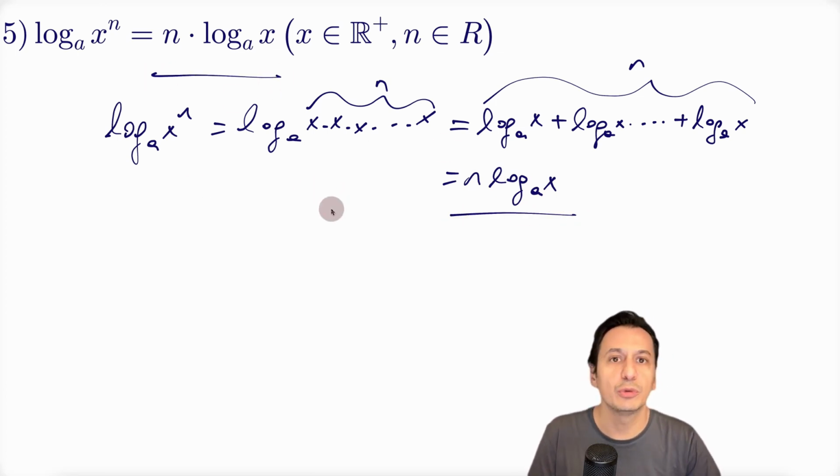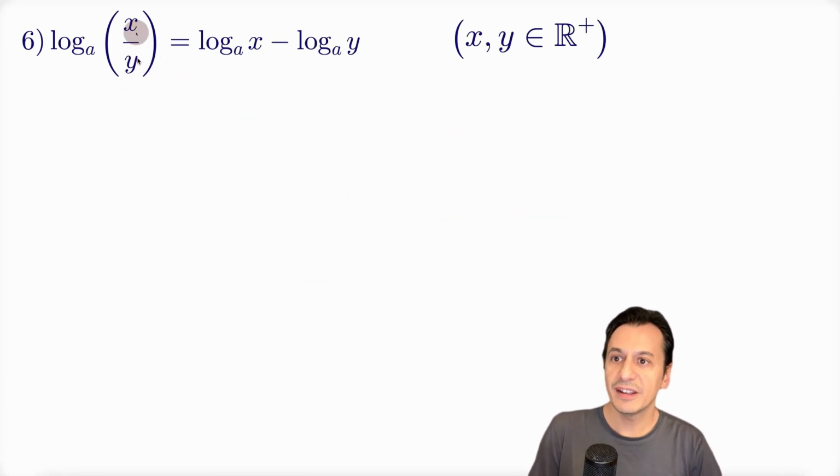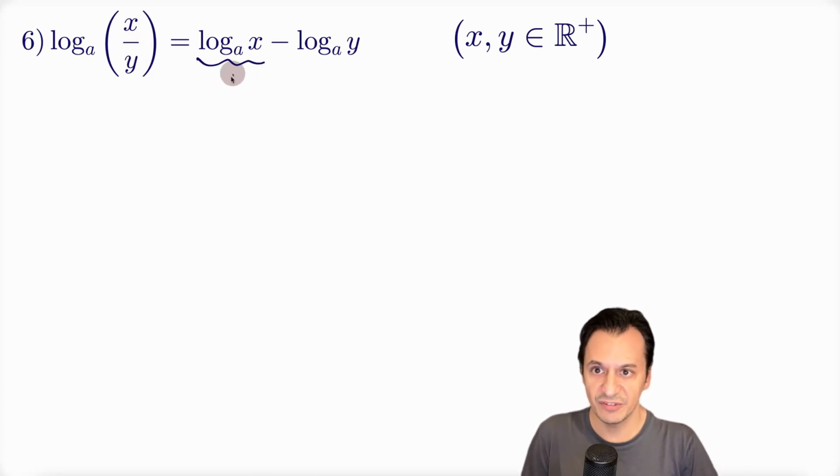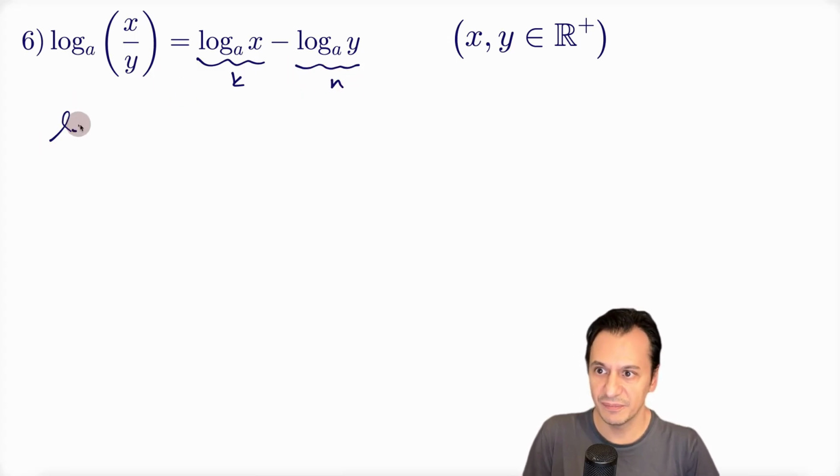So we've covered this rule as well. We already did the multiplication version of this. Now it's time for the division version. Now let's call this k, and let's call this n. Let's write it down now. Logarithm of x to the base a equals k. Logarithm of y to the base a equals n.